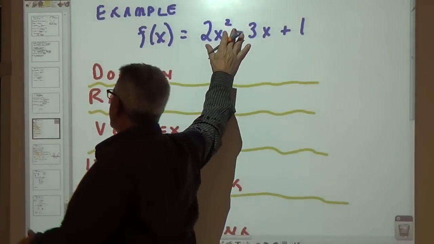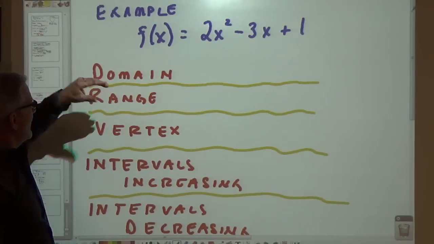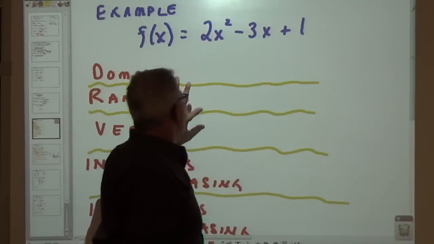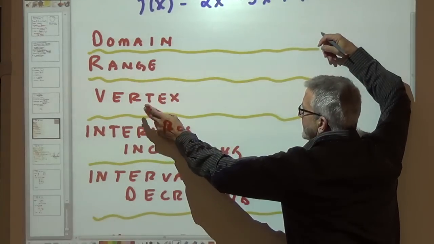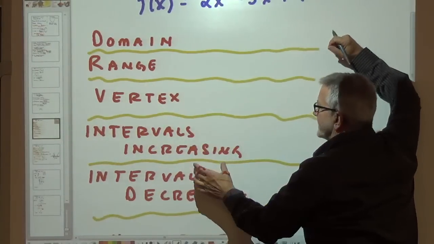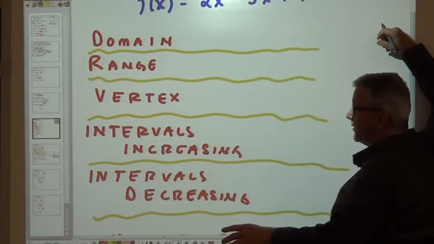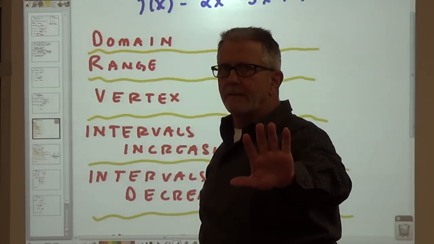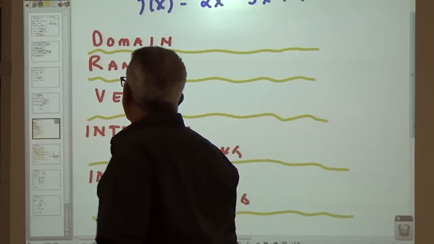Hey, what's the easiest thing to do? I know the easiest thing to do is the domain. And what do I need before I find the range? Of everything here, the domain is going to be easy. The domain is all reals. But if I want to find the vertex, the range, the intervals of increasing, and the intervals where this thing is decreasing, what do I need to find? I need to find the vertex. It's all about the vertex, ladies and gentlemen. So let's find the vertex.